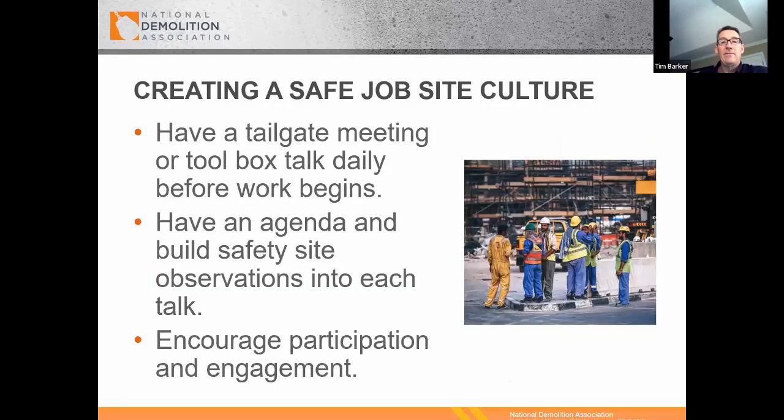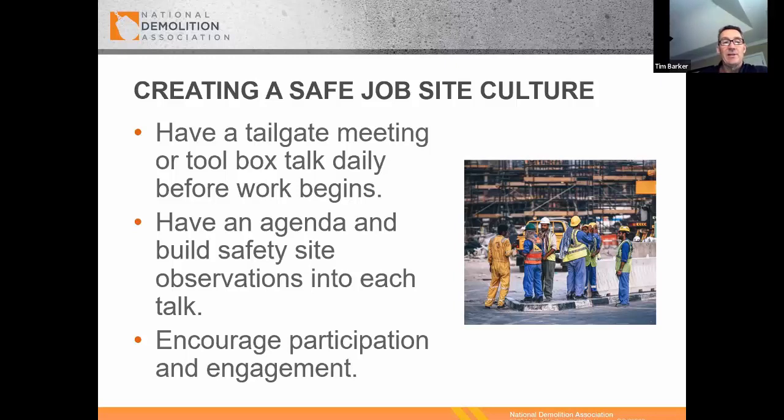Hopefully you have a culture of safety. We are in a very high-risk industry. Demolition doesn't have to be. Clearly, we make it safe, but statistically, if you look at our total recordable incident rates or our fatality rate, unfortunately, we're in a very high-risk industry. So one of the ways to mitigate that risk is to have a daily tailgate meeting.